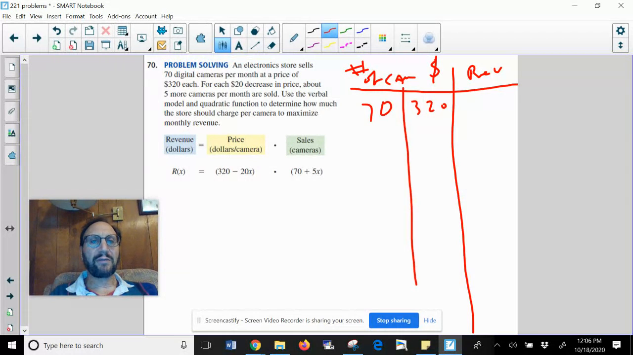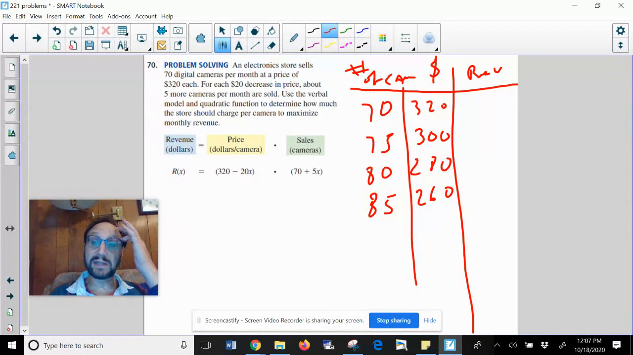It says here, for every $20 decrease in price, so actually it should be the other way around, but whatever. If I price the cameras at $300 instead of $320, I'm expecting to sell more cameras. It says 5 more cameras. If I decrease another $20, then I'm going to sell more cameras and so forth. You could figure this out by guessing, but I don't think it's necessary. For every $20 decrease in the price of the camera, we're going to sell more cameras, and the revenue is calculated by multiplying those two numbers together.